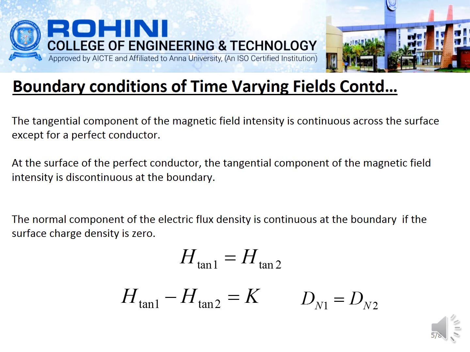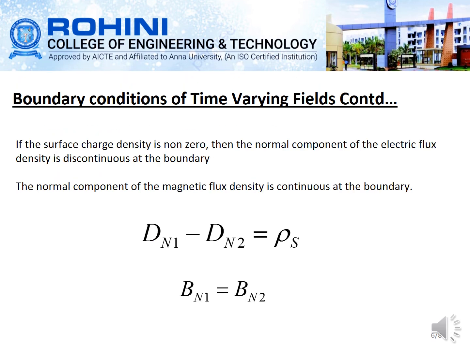Then the next one is the magnetic field intensity that is tangential to the surface. At the surface of the perfect conductor, this tangential component will be discontinuous, so that we can write it as equal to 0. The normal component of the electric flux density is continuous at the boundary if the charge density, that is rho, is equal to 0. If the charge density is 0, we can write H tan 1 is equal to H tan 2. So from the equation we can write H tan 1 minus H tan 2 is equal to K. Here we are considering the surface charge density, that is Dn1 is equal to Dn2.